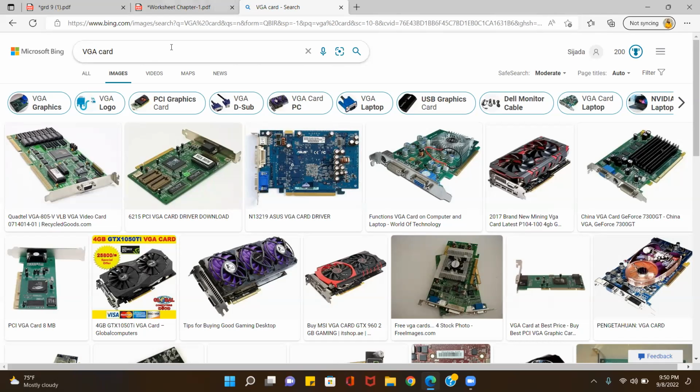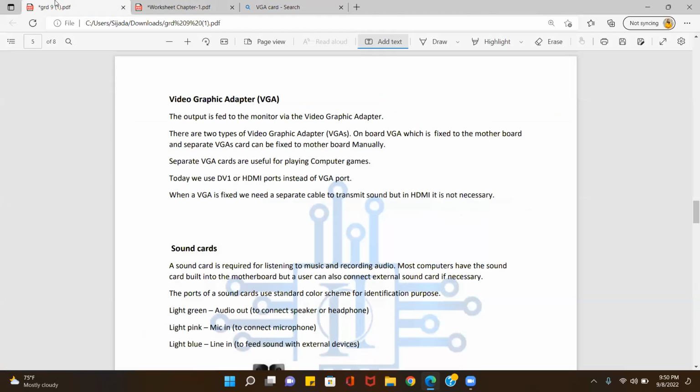All right, so you understood what a VGA card is. Why is it important to check when you're buying a computer whether the VGA card is available? Any questions? Was it clear? Any clarifications?